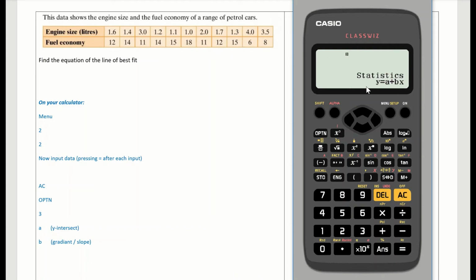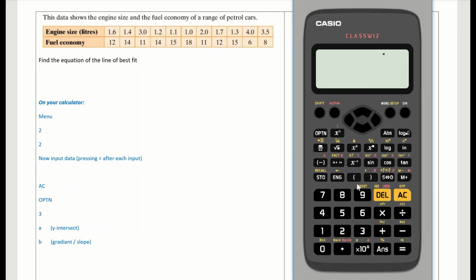It then comes back to this blank screen saying statistics y equals a plus bx, and we now want to retrieve our data. So I'm down here now on the options section. So I press the OPTN button on my calculator and I press 3 for regression calculation. So that's our line of regression or our line of best fit.